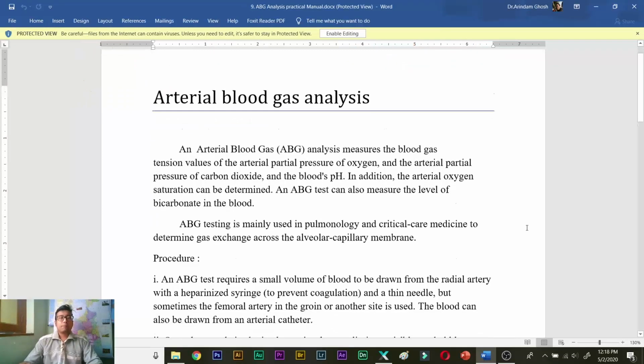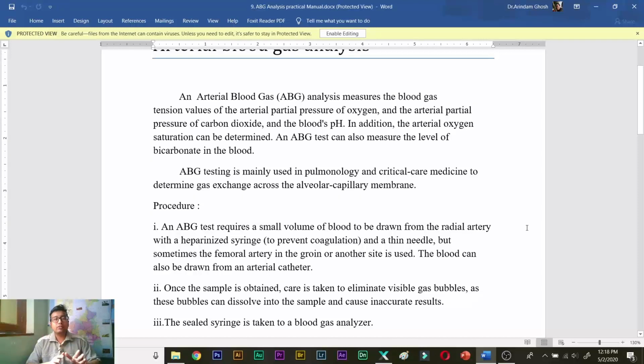Now definitely you can pause this video anytime and write what's shown, but for you as a first year student, it is more important to just listen to me and have a basic idea how the thing is done. So the first thing that you should know is it's analysis of arterial blood.